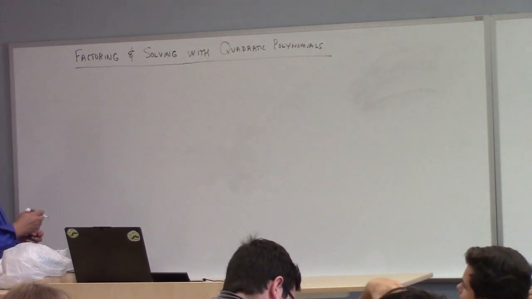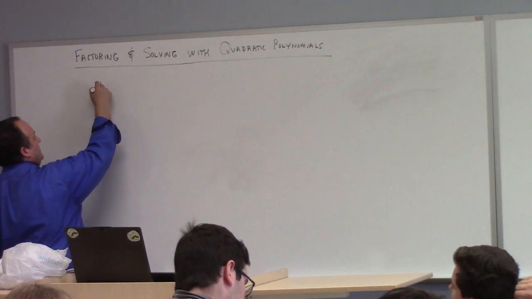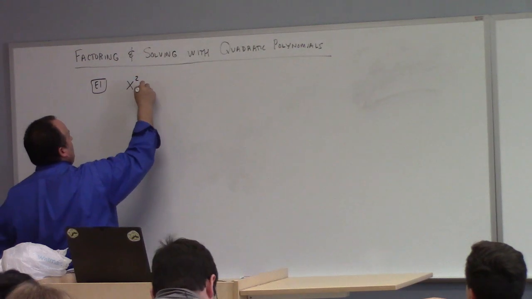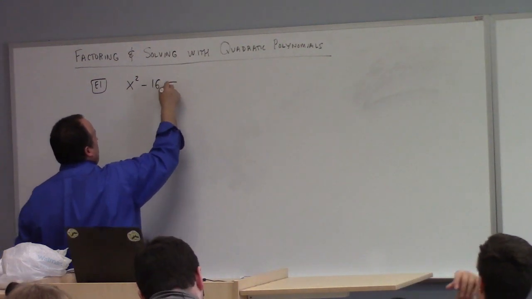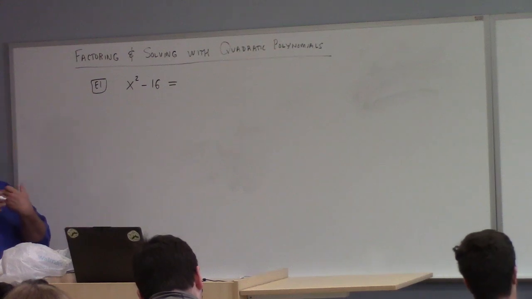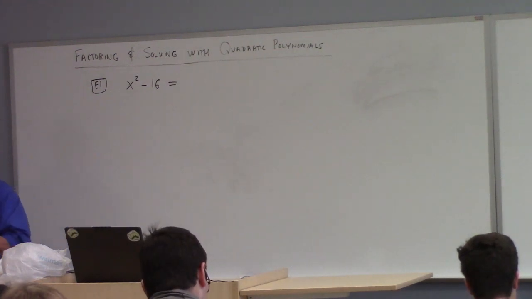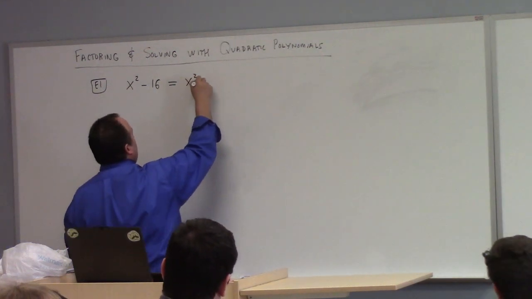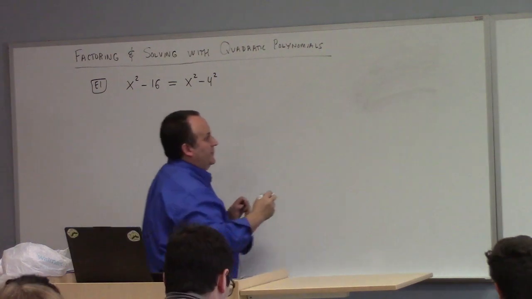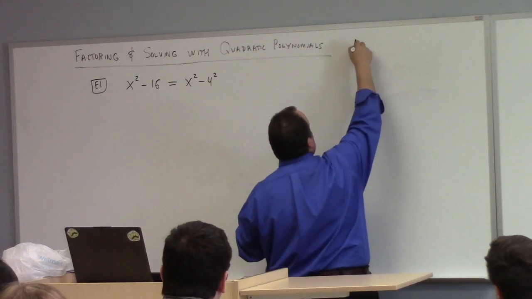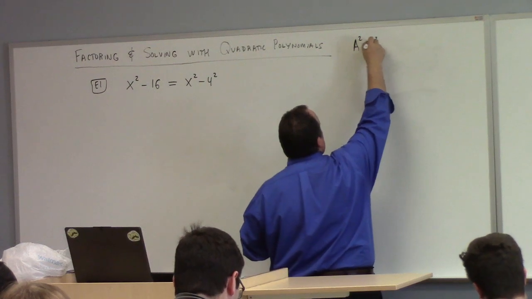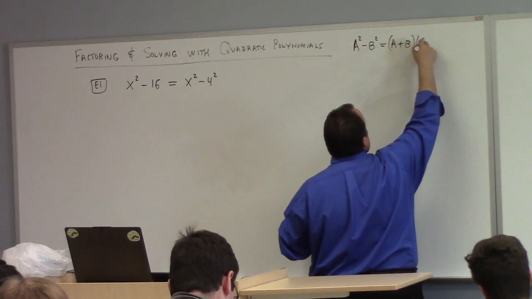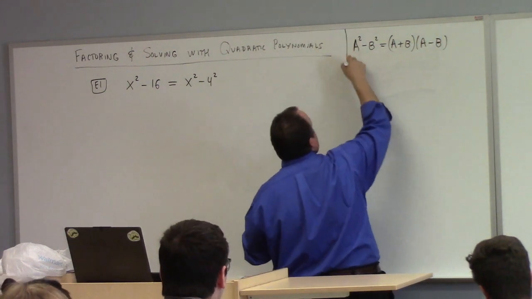Okay, good. So for example, if we were to look at x squared minus 16, and I said, factor this polynomial completely over the reals. That would look like the following. This is x squared minus 4 squared, and I remember my pattern. Let's write this at the top: a squared minus b squared, the difference of squares, is a plus b times a minus b. We're going to use that today a lot.